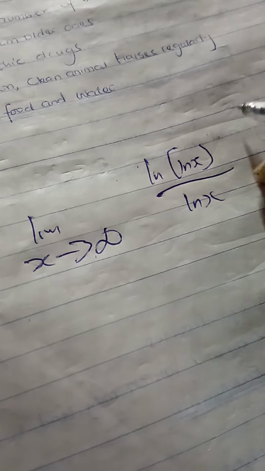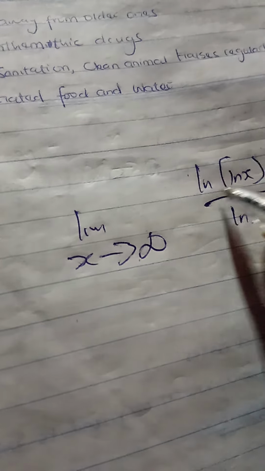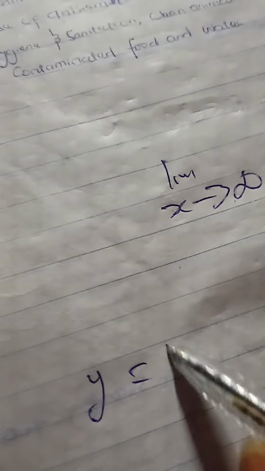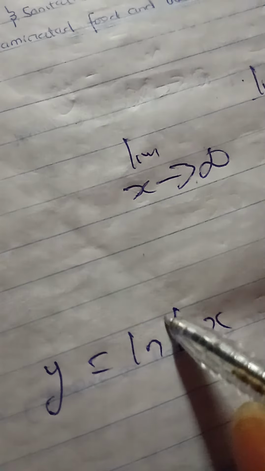The limit as x tends to infinity of ln x over ln x. Some people say ln x cancels ln x. I pity you. So now, using L'Hopital, you differentiate. If I want to differentiate the numerator, let me assume that y equals ln x.